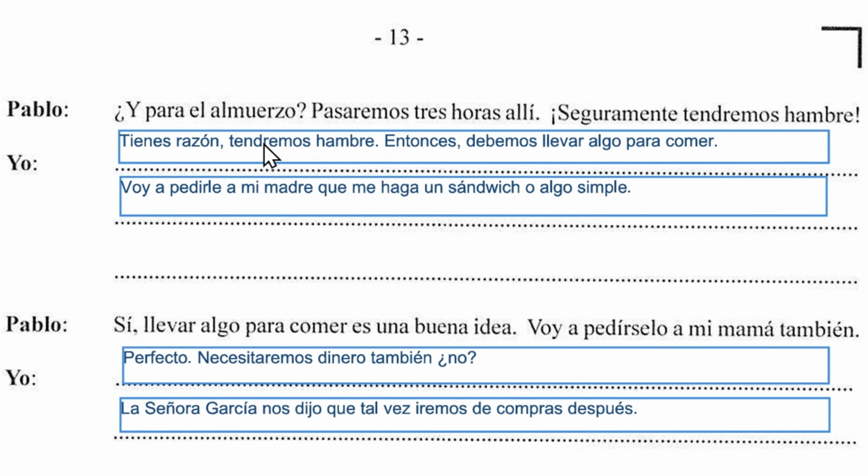Now, a smart thing to do is also to use what is said to help us. So you would notice that I repeated a line from here, we will be hungry. So he said, surely we will be hungry. And I said, you are right, we will be hungry. And then he said, bringing something to eat is a good idea. And I entered it up here as well. We should bring something to eat. So use the words and the vocabulary in the dialogue as well to make up your word limit.